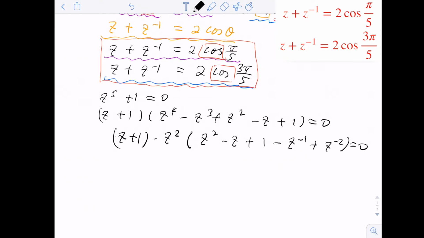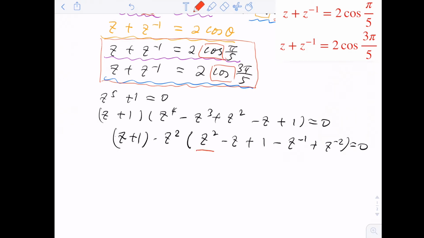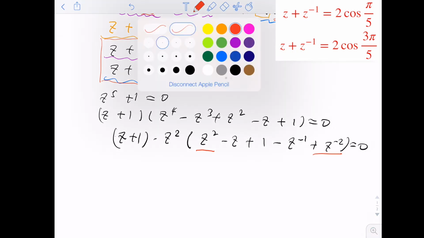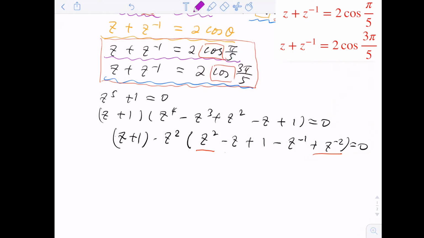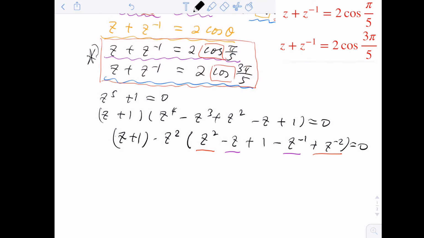So to do this, take z squared out, which allows me to have z squared plus z to the negative 2, and also have z and z to the negative 1, because this gives me a conjugate pair, as I mentioned before. I need to find what z plus z to the negative 1 is in a different way, and we can equate the result to get the value of cos pi on 5 and cos 3 pi on 5.